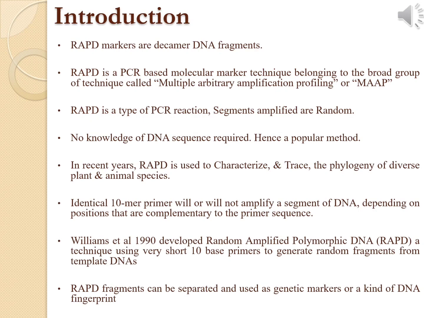RAPD uses a set of single arbitrary short primers of 8 to 12 nucleotides, resulting in the amplification of many discrete DNA segments. The segments of DNA that are amplified are random. Unlike traditional PCR analysis, RAPD does not require any specific knowledge of the DNA sequence of the target organism. The identical 10-mer primers will or will not amplify a segment of DNA depending on the presence of positions that are complementary to the primer sequence.